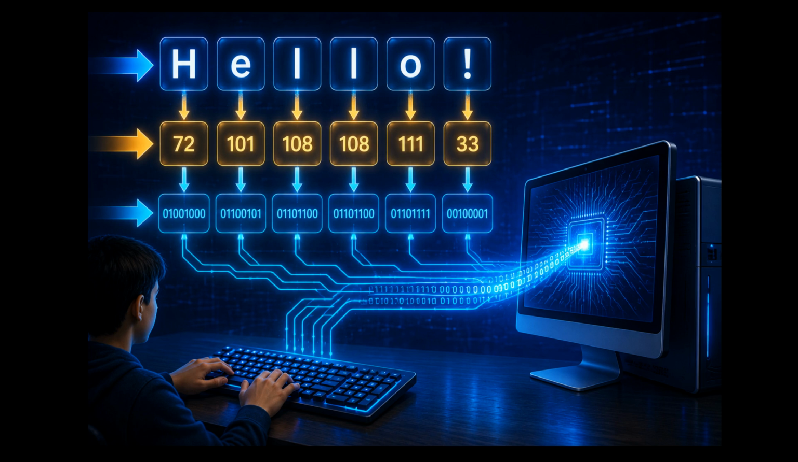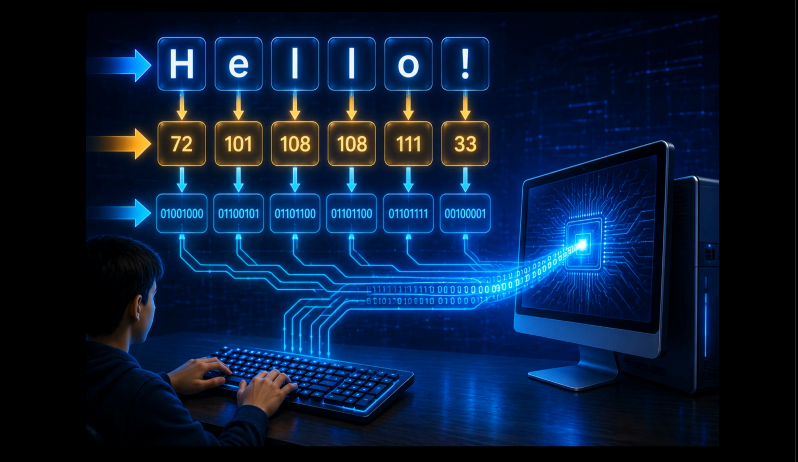The binary data then travels into the computer's memory, where it can be processed, saved, or transmitted to another device. Although we see readable text on the screen, inside the computer, everything is represented using binary digits. This is how computers store, process, and communicate all text information.